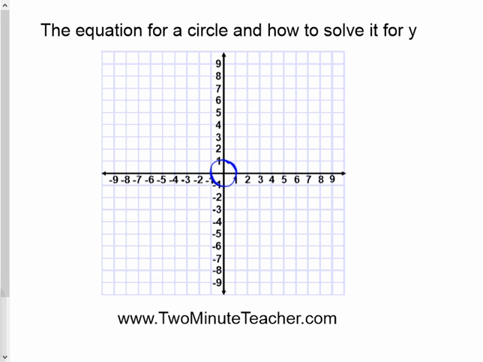Now, it would take a lot longer than 2 minutes to give you the why it works, but you'd say x squared plus y squared is equal to 1. That is the simplest equation for a circle.